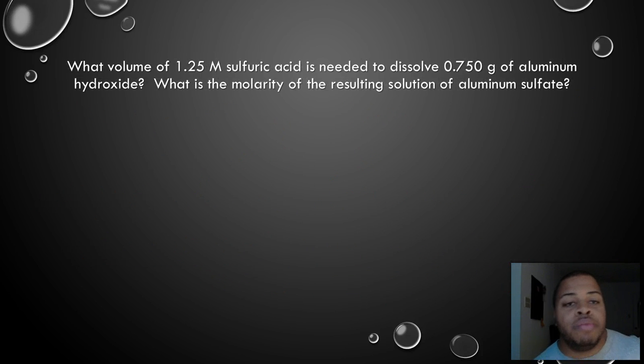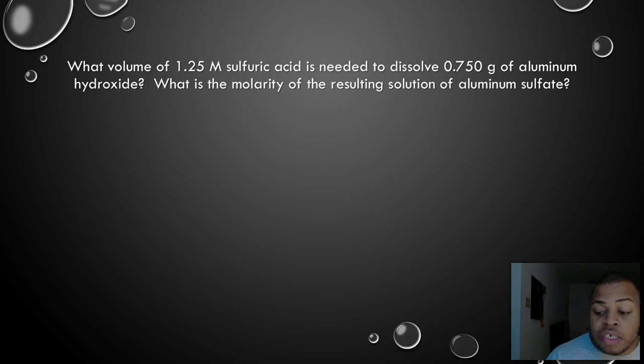What volume of 1.25 molar sulfuric acid is needed to dissolve 0.75 grams of aluminum hydroxide, and what is the molarity of the resulting solution of aluminum sulfate? So let's take a look.